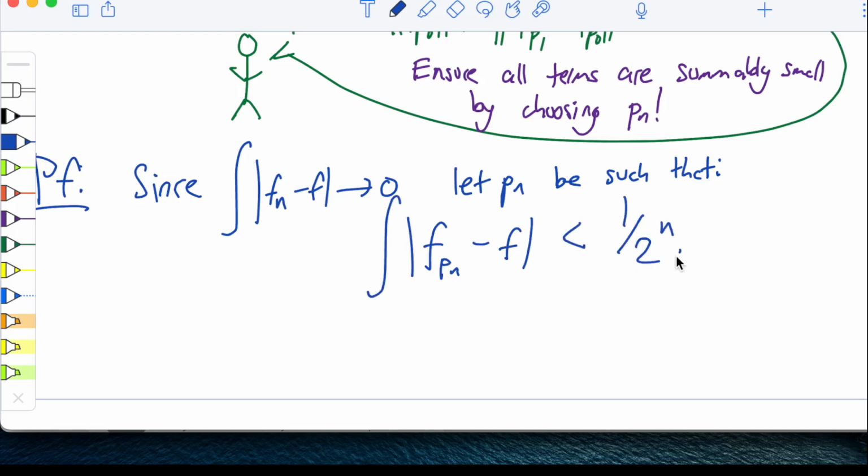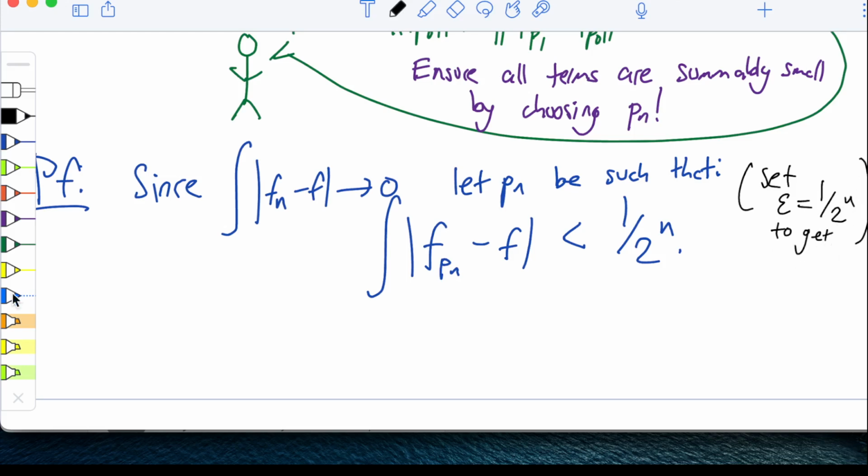So this 1 over 2 to the n is eventually going to be the thing that makes our sequence summable. Of course, you could replace the 1 over 2 to the n with your favorite summable sequence, but my favorite summable sequence is 1 over 2 to the n. Because it's going to 0, it's eventually less than any number. Just take the sequence so that it's less than 1 over 2 to the n. If you wanted, you could set epsilon equal to 1 over 2 to the n to make it extra crystal clear. Let's do it. Set epsilon equals 1 over 2 to the n.